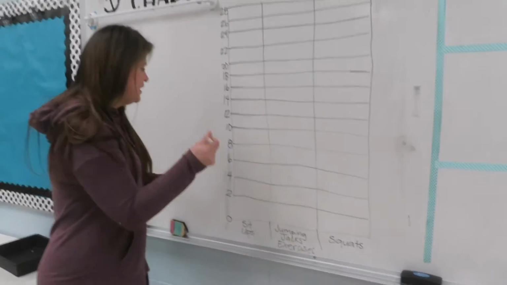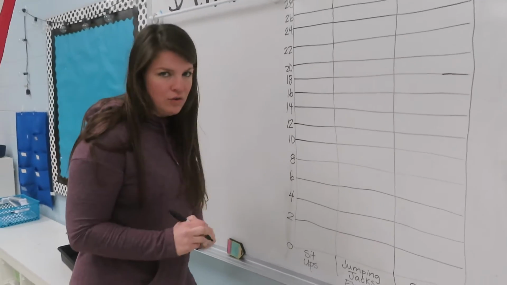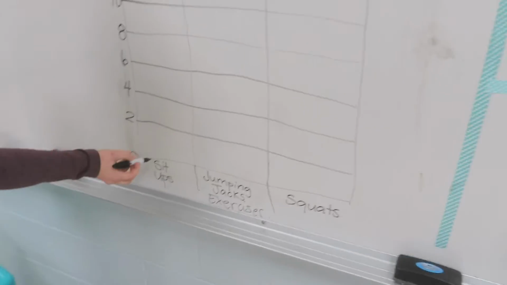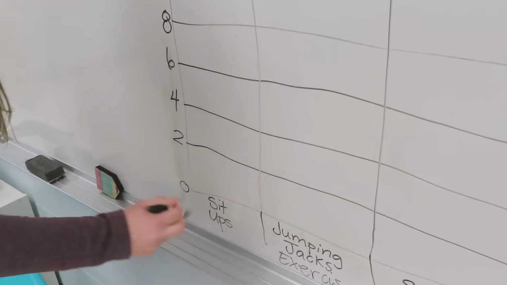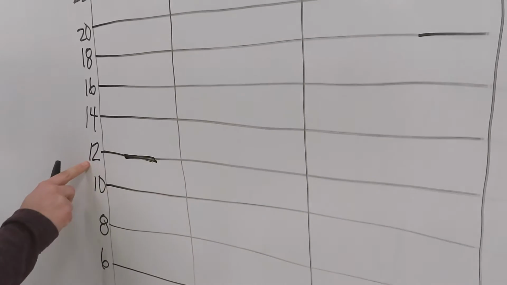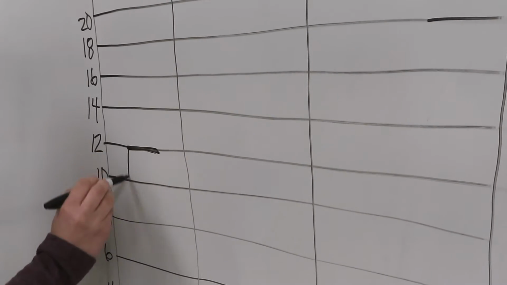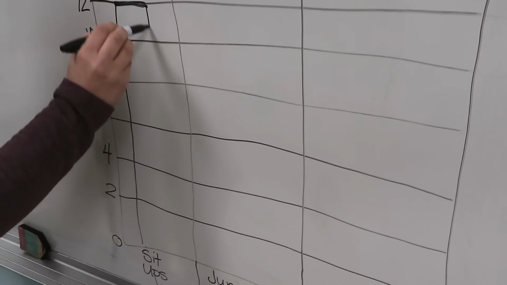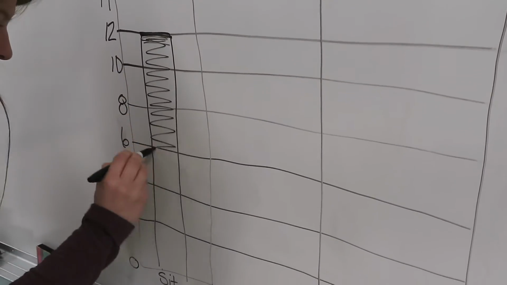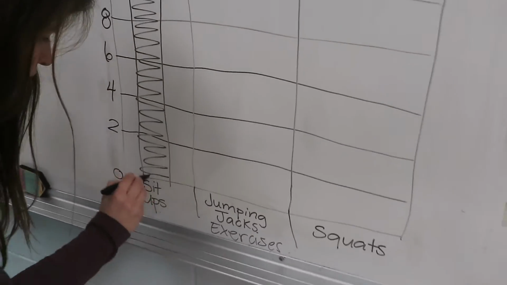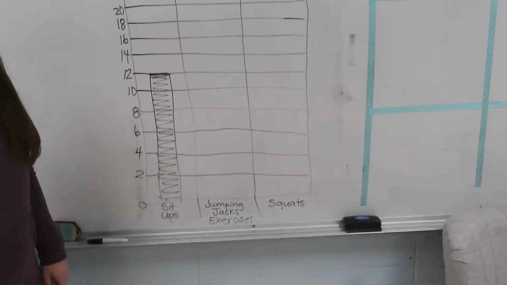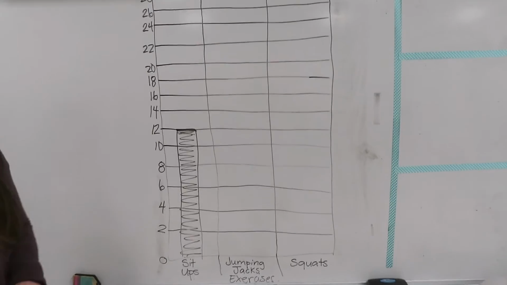Alright, so this time Miss Curtis and I struggled through 12 sit-ups and I'm still out of breath. So now you're going to go to your sit-ups category, you're going to graph it. I always like to figure out where I'm going to stop first, so this is where our 12 is. We'll stop here. And I'll just fill my bar in to show 12. Okay, so now we're going to go do our jumping jack exercises, and hopefully we get more than 12 this time.